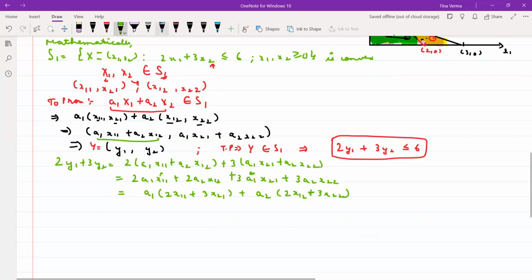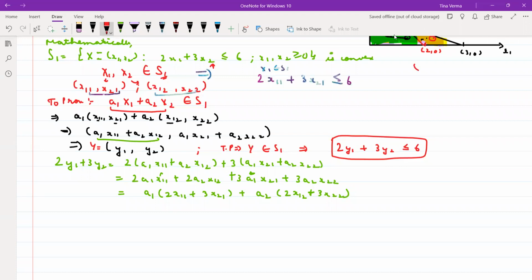So now you can notice over there, you are saying that x1 and x2 belong to my s1. x1 and x2 are of this nature. That means if x1 belongs to my s1, it is satisfying the property that 2x11 plus 3x21 is less than equal to 6. Similarly, if I have x2 belonging to my s1, that means 2x12 plus 3x22 is also less than equal to 6. So you can notice this quantity we have here.